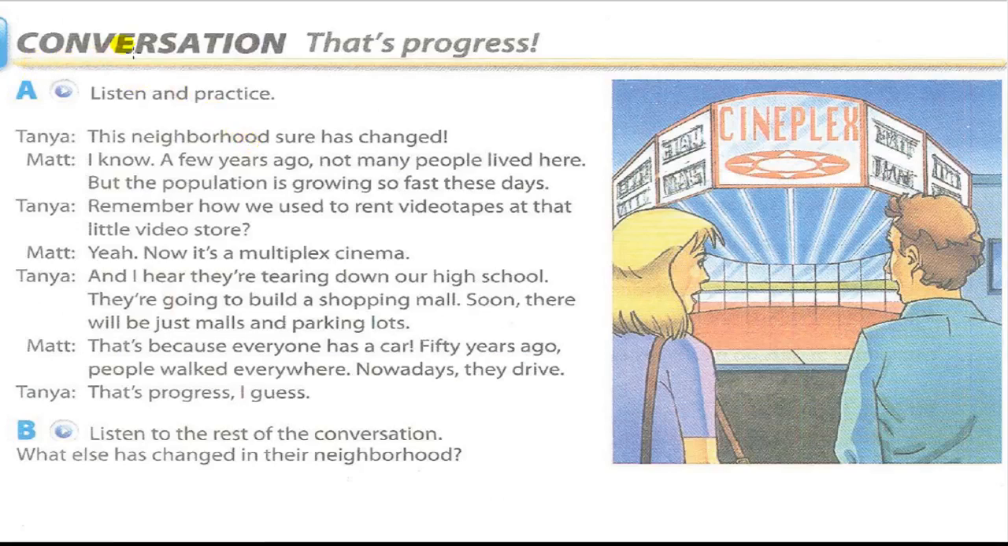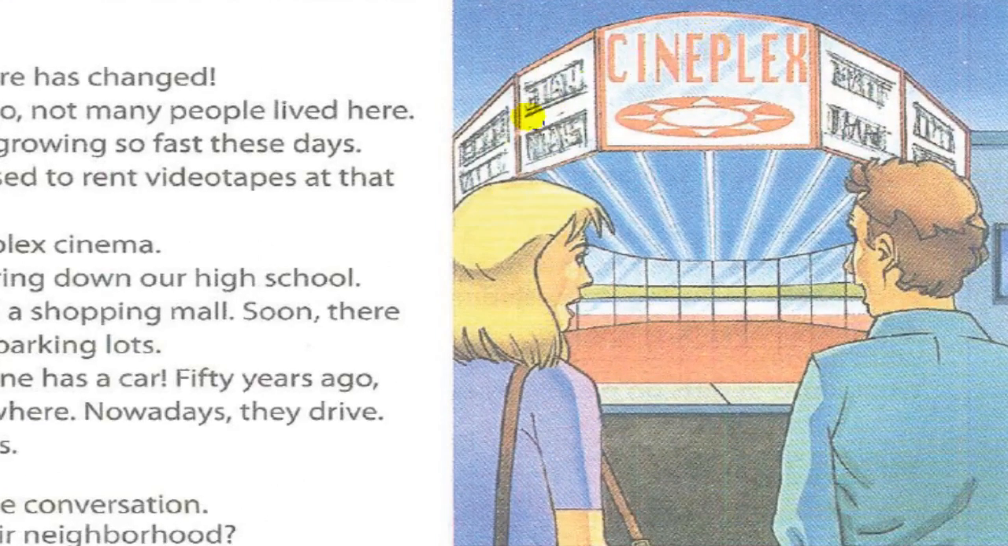Exercise 2. Conversation. That's progress. Look at the picture here. What do you see? Young man and young lady. What's this? This is a mall. Over here, Cineplex. This is a multiplex cinema, a cinema with different screens.